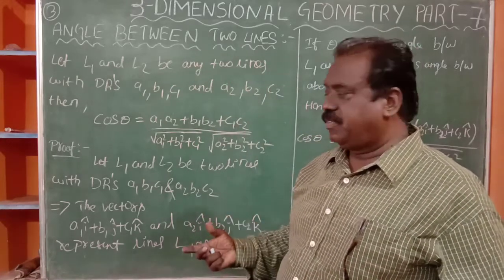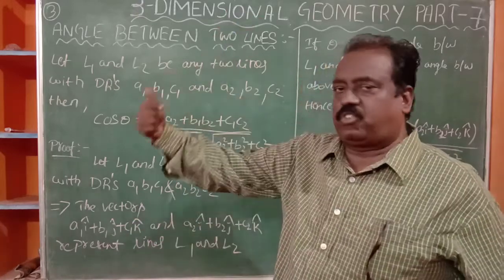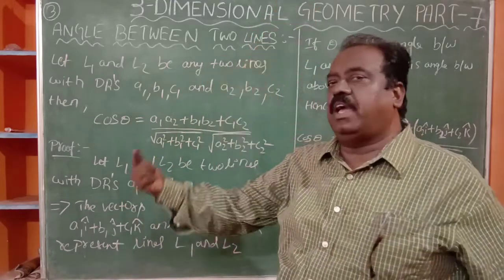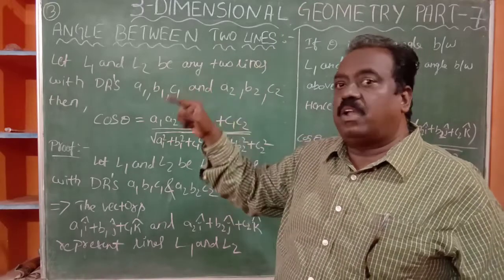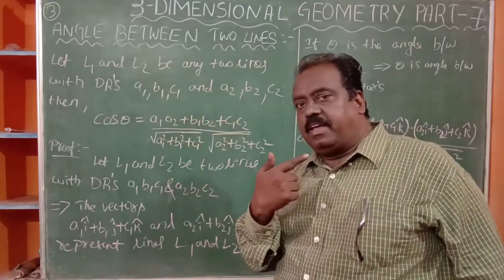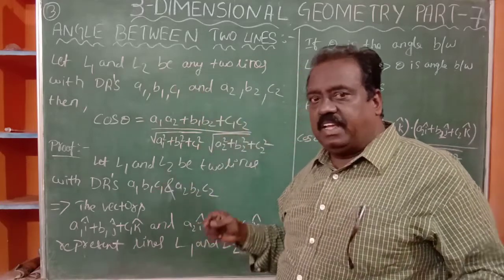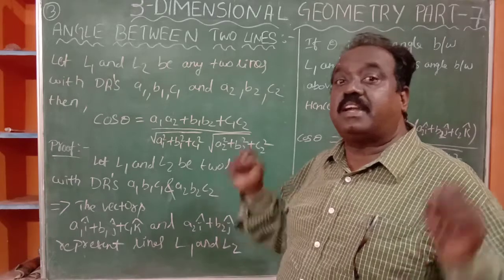Take the horizon, x-axis, y-axis, z-axis. There are two lines, say OA, O to A, where A is a point. Say it is the L1 line. O to B is the L2 line. Certainly, a line in space has DRs.